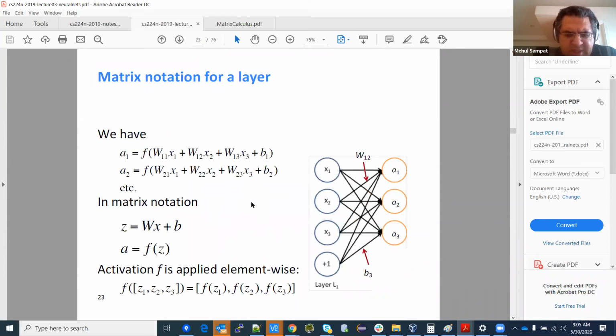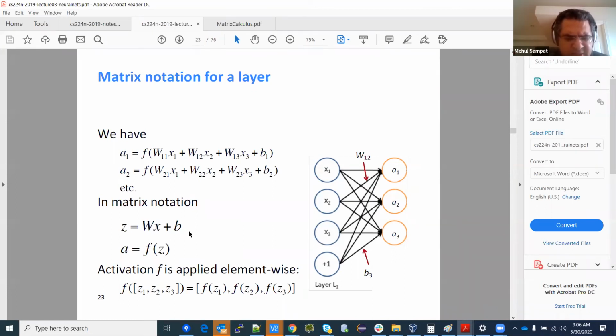So here he's describing the matrix notation for a single layer. So you have the weight W11 times x1, W12 times x2, right? And that is how you would compute the values in a particular hidden layer. And so in matrix notation, you can simplify it to this formulation, right?